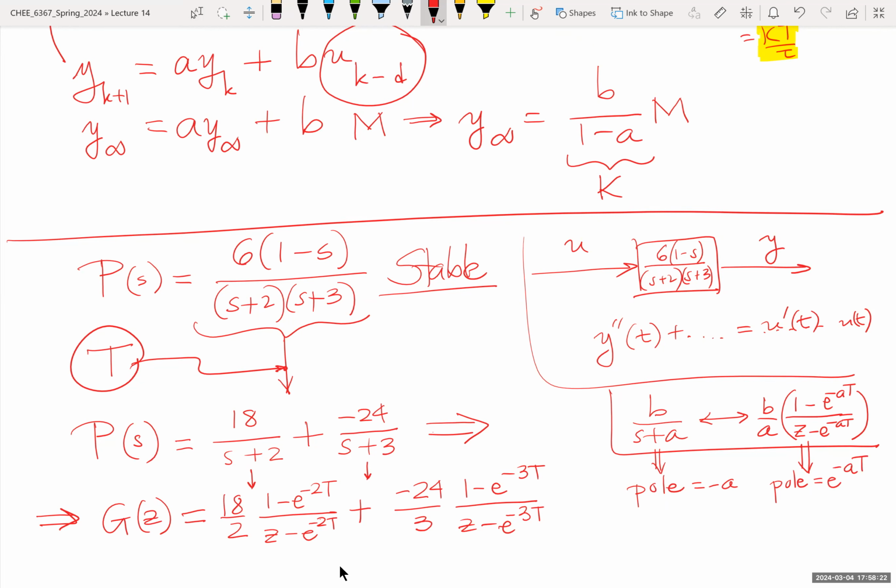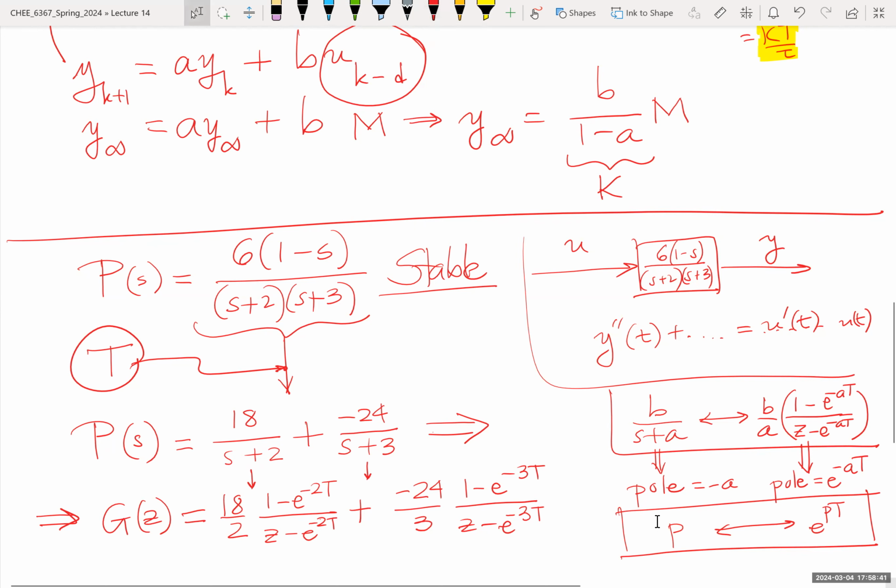So in general, if I have a pole P in continuous time, I have e to the PT in discrete time. It's a general result. Whether real or complex, it doesn't matter. It's the same thing, same formula. Of course, complex poles appear in pairs, and they're going to appear in pairs in discrete time as well. And this also explains to me what I can consider stability in discrete time. A pole corresponds to stable behavior if it is in the left half of the complex plane, right?